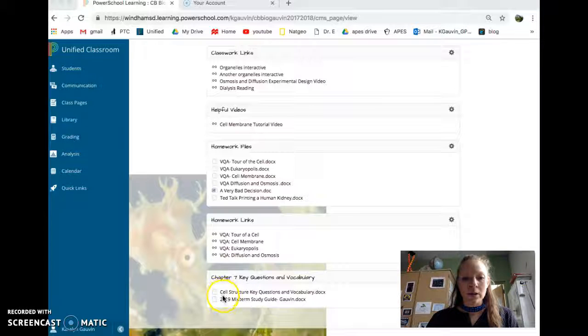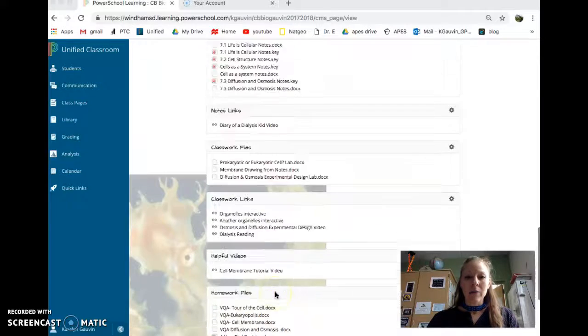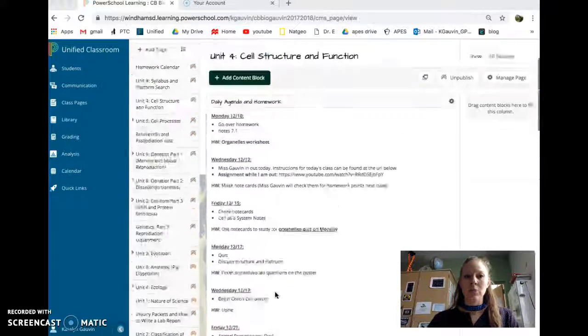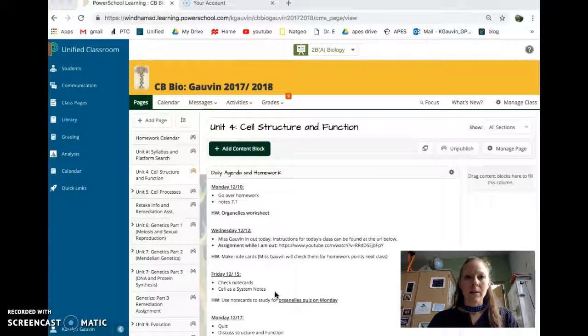And so here there are key questions and vocabulary. That's study guides for quizzes and tests. And this was the midterm study guide. So anything that you need should be on this page. It should be pretty easy to navigate.